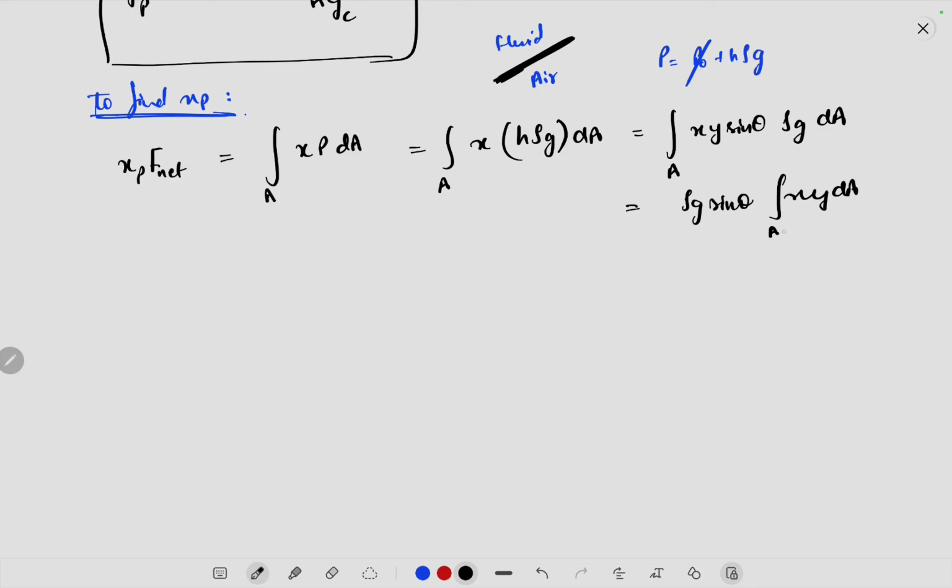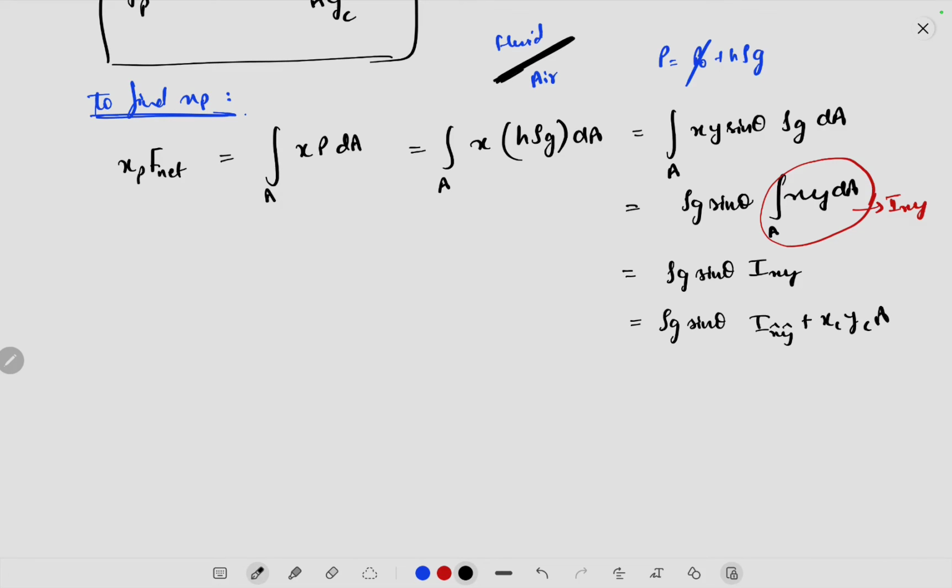This integration over a of xy dA is called the product moment of inertia Ixy. So this will become rho g sin theta Ixy. Now again using the parallel axis theorem for this product moment of inertia, we can write this as rho g sin theta times Ixy plus xc yc times a.